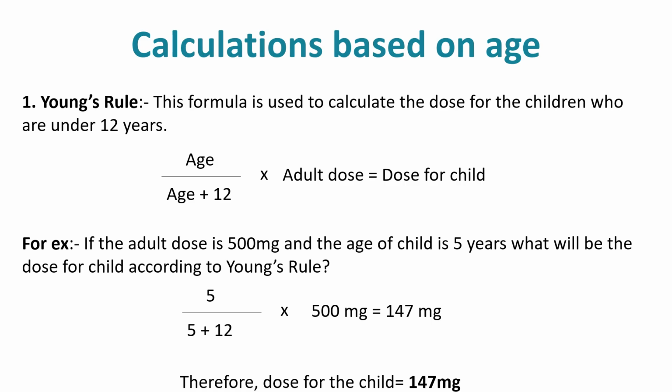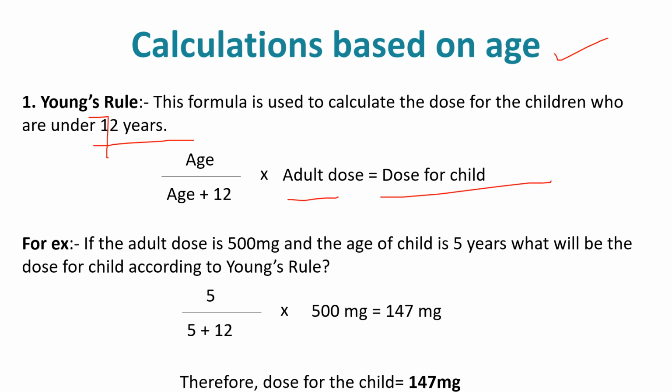Next part is calculations based on age. So first is Young's rule. This formula is used to calculate the dose for a child who is under 12 years. The formula is age upon age plus 12, multiplied by the adult dose, equals the dose of the child.